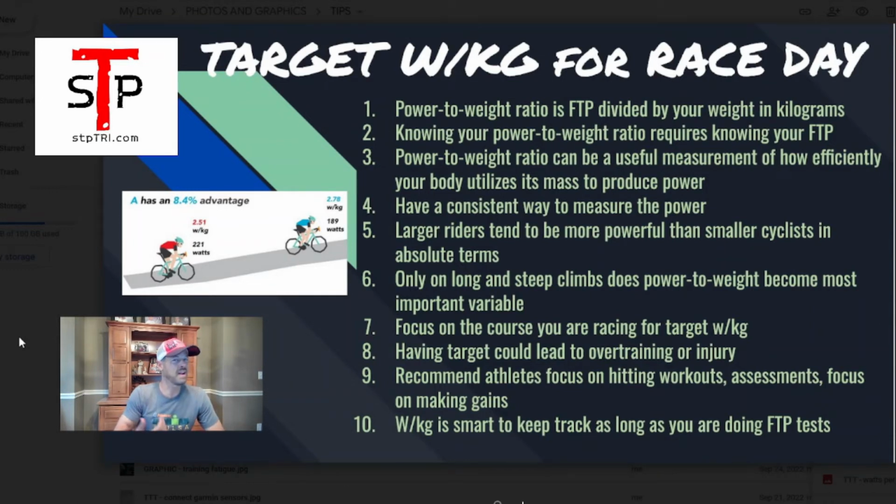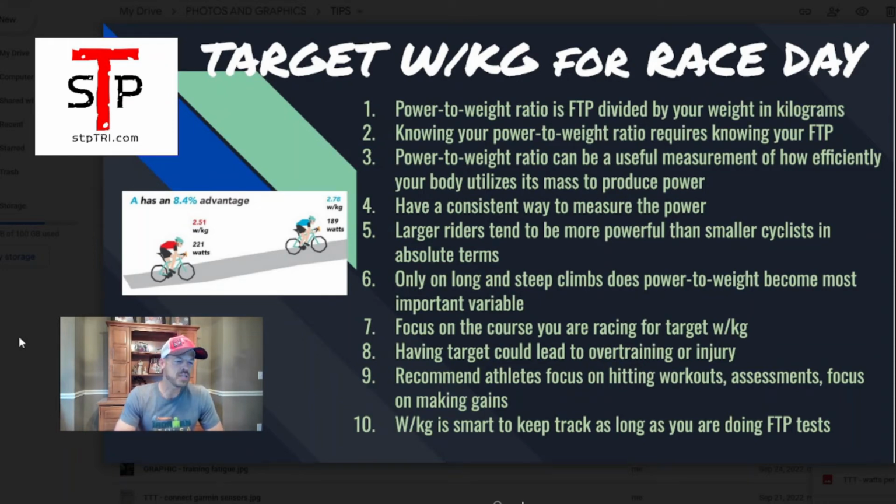So that's kind of why I'm not as big a proponent of a watts per kilogram target. So keep that in mind. Overtraining or injury, let's avoid that. Number 9, recommend athletes focus on hitting workouts, assessments, and focus on making gains. That's where structured planning comes in.